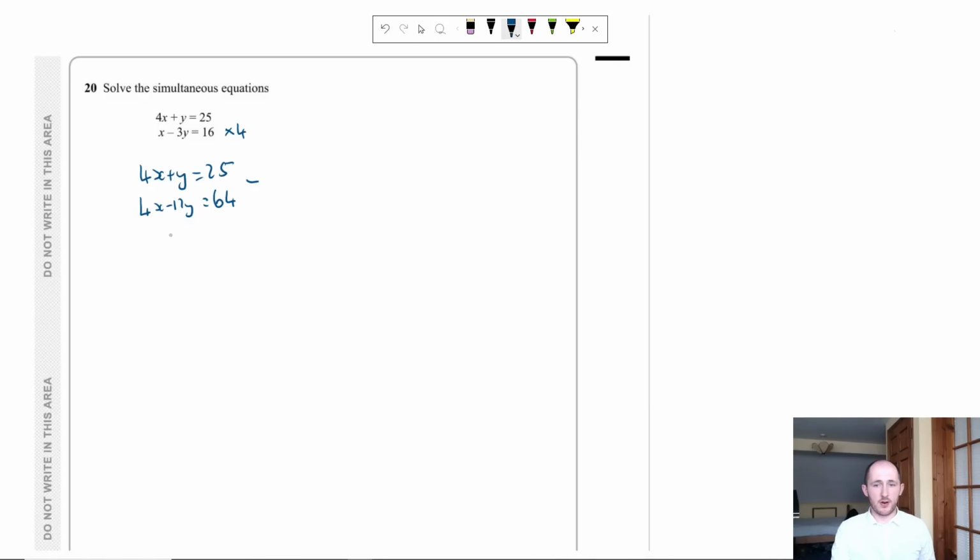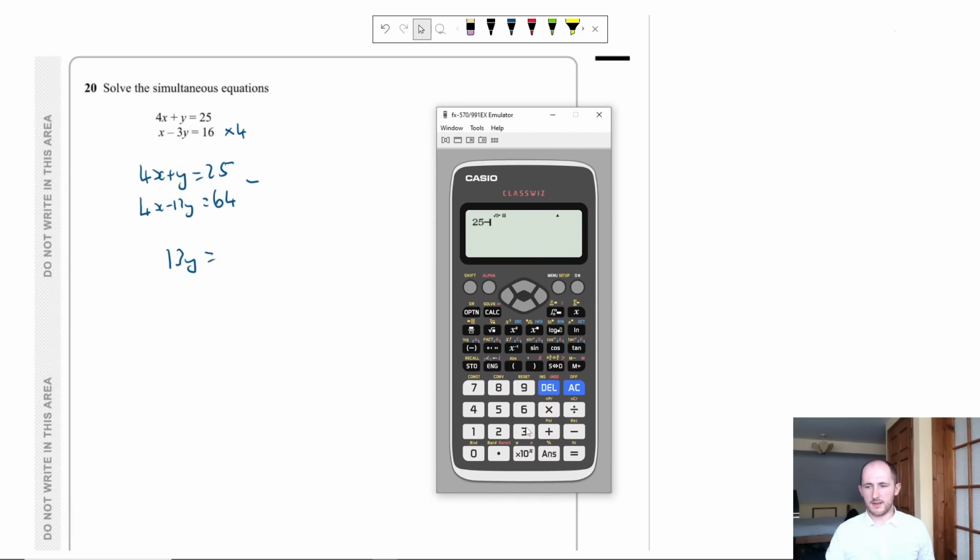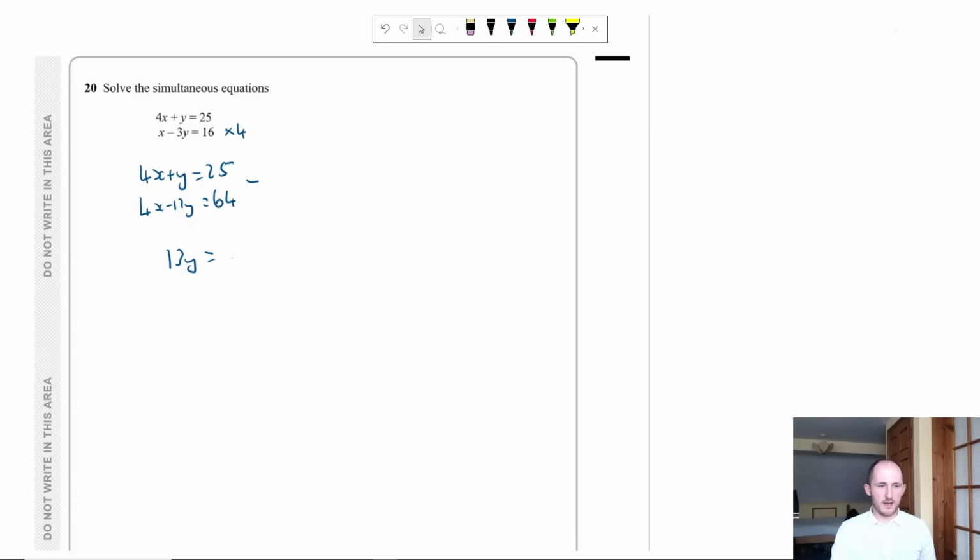4x minus 4x is 0. y minus minus 12y would give me 13y. And then you know what? We do have a calculator. Let's get lazy. Let's do this. 25 minus 64 gives me minus 39. So 13y is equal to minus 39. y is equal to minus 3, because all you do is divide both sides by 13.